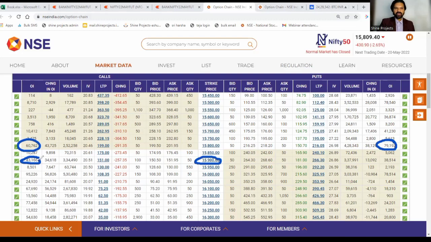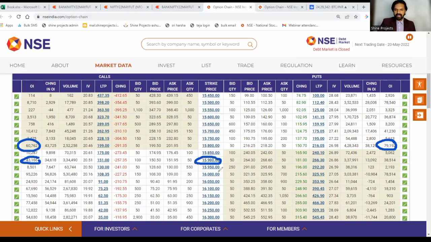and 15,900 has 43,000 contracts. Because today there was an expiry, looking at the next week's closing option chain data doesn't make too much sense, because we have to wait for the data to develop. But from whatever we can infer, let's make a conclusion.